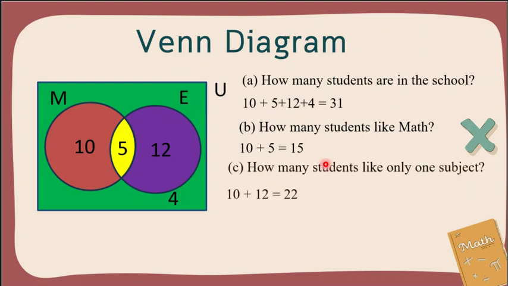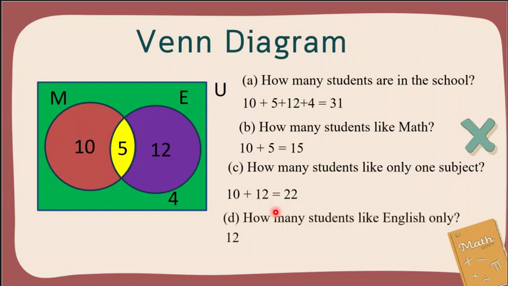Okay. Then we see another question. How many students like only one subject? Mind you, the people who like only one subject are not the ones in the middle, because these people like more than one subject. They like English, they like math as well. So the people who like only one subject are people who like only maths, and people who like only English. So they are 10 plus 12, which is 22.